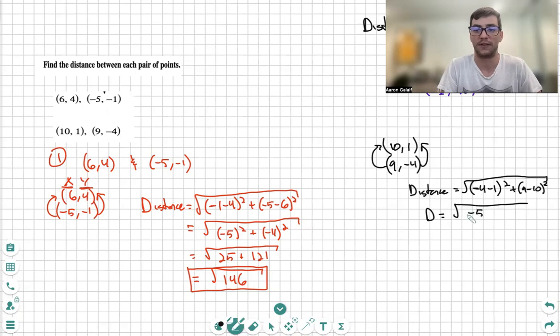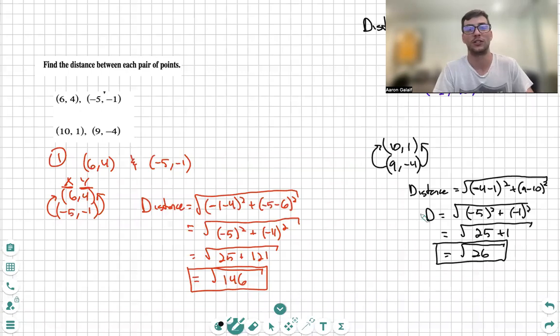We continue. Equals -5 squared plus, we see this will be -1 squared. We continue to simplify our problems. 25 plus 1. And we see that the answer to this is square root of 26. And thus the distance between the points 10, 1 and 9, -4 is square root of 26 units. We can put those into the calculator to get our decimal versions. However, most teachers, as well as when we move further in mathematics, we'd rather keep them in an exact form with square roots and simplified.